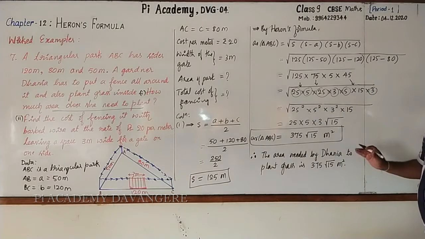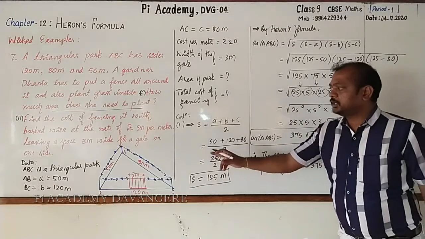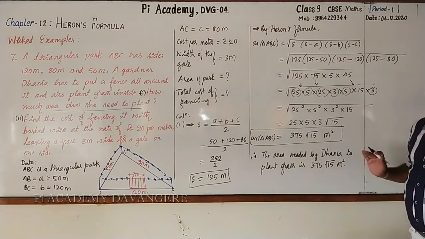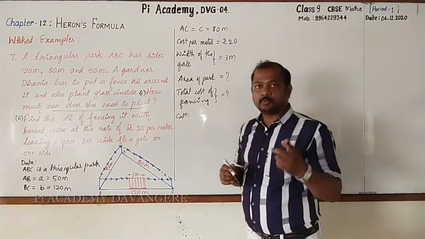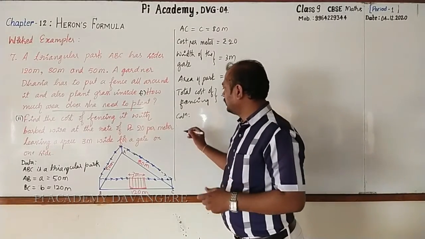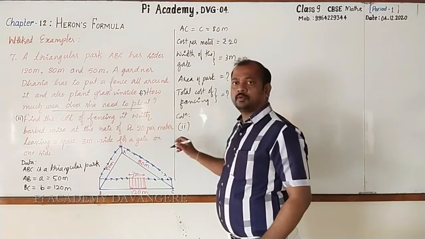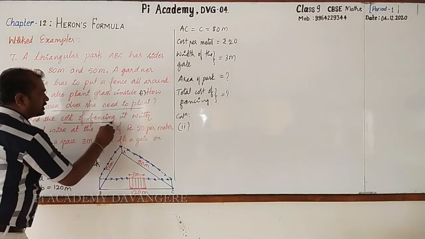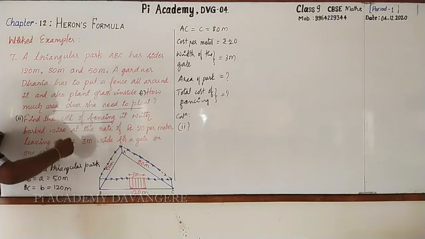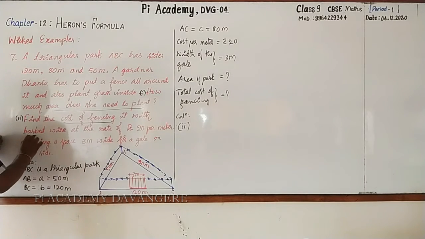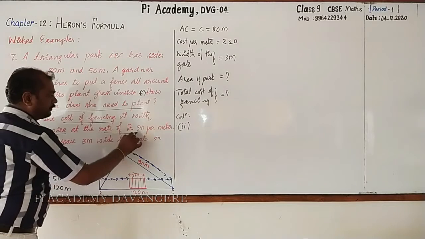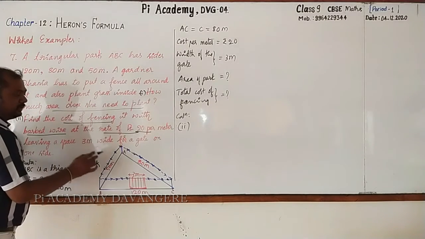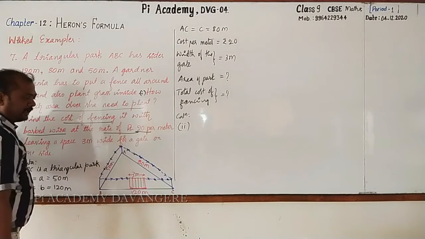Followed? Now we have answered the first one. Next, we are moving to answer the second one. Before that, copy this completely. Dear students, hope that you have written the first one. Now, we are moving to the second. Go through that second statement. It is, find the cost of fencing the triangular park with barbed wire at the rate of rupees 20 per meter, leaving a space for the gate which is 3 meter wide.